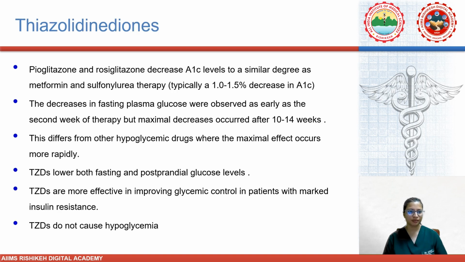Pioglitazone and rosiglitazone decrease the HbA1c level to a similar degree as metformin and sulfonylurea therapy. The decrease in fasting plasma glucose was observed as early as the second week of therapy, but the maximal decrease occurred after 10 to 14 weeks. This differs from other hypoglycemic drugs where the maximal effects occur more rapidly. So these drugs lower both fasting and postprandial glucose levels. They are more effective in improving glycemic control in patients with marked insulin resistance, and they also don't cause hypoglycemia.